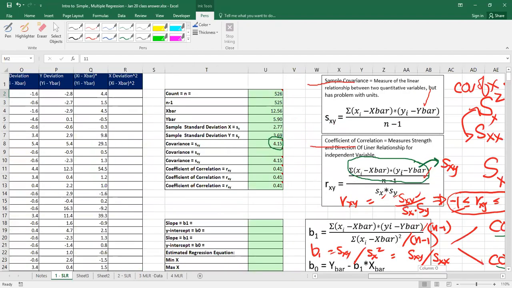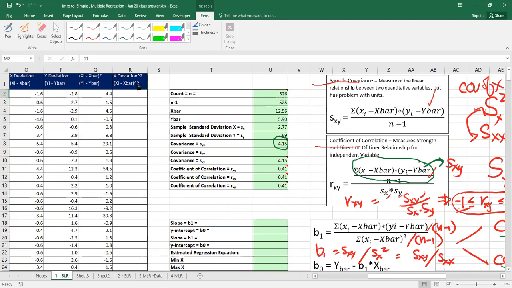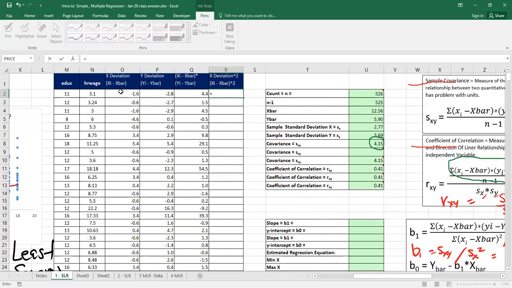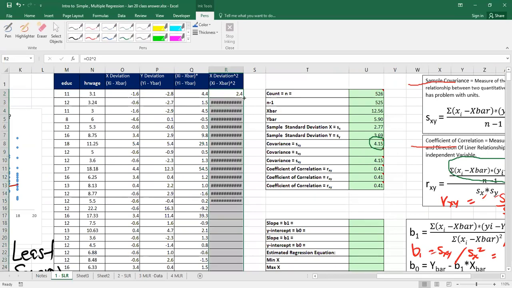Okay, so ang kulang na lang natin, guys, ito, no? Yung deviation ni x squared. Ito yung numerator natin, yung denominator natin. No? So let's do this. So this is equal to x minus x bar squared. You already have x minus x bar. We already have it here, x minus x bar. So square natin siya, this one squared. No? We square that, and then we copy down.